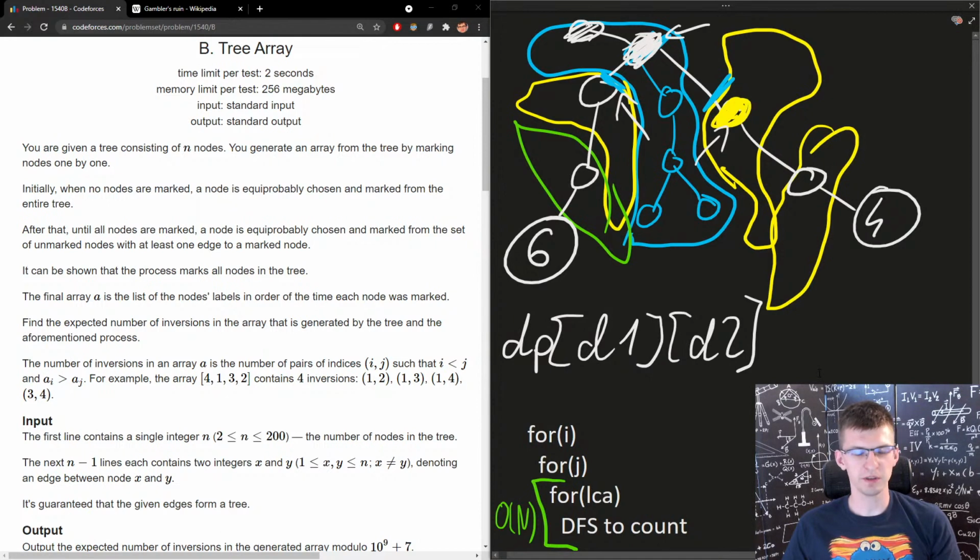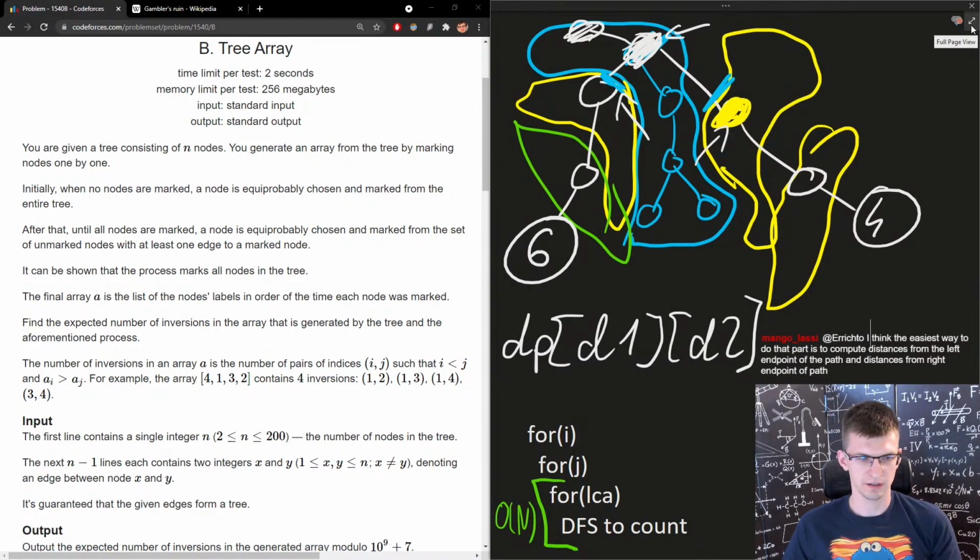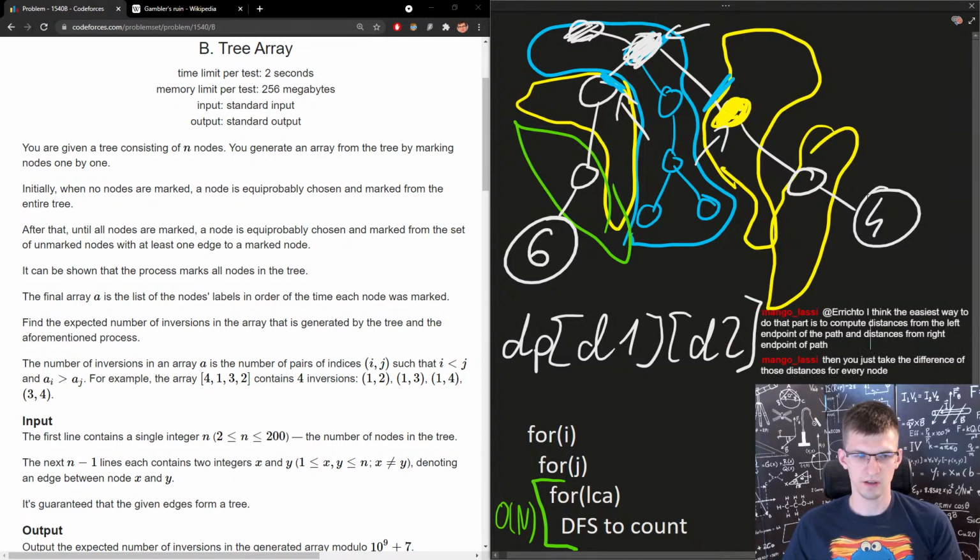Actually, I'm not using dp on trees here. This is just probability dp, something unrelated to a tree, and in the tree we do DFSs basically. Compute distances from the left endpoint and distances from the right endpoint.